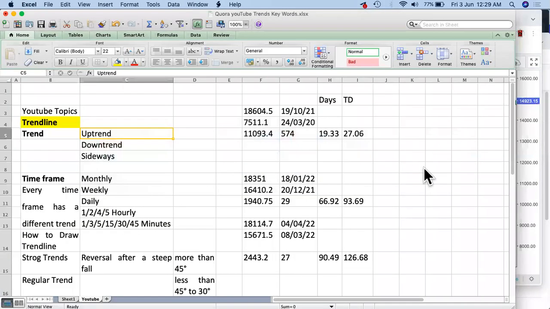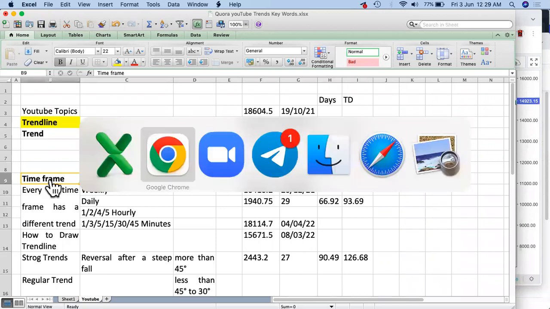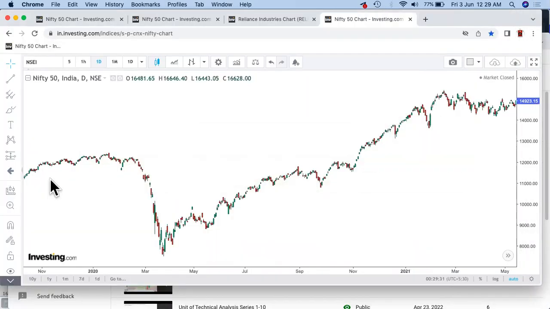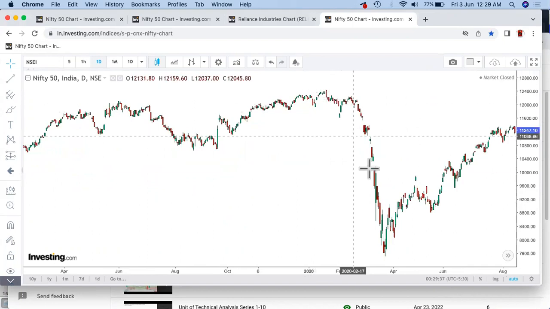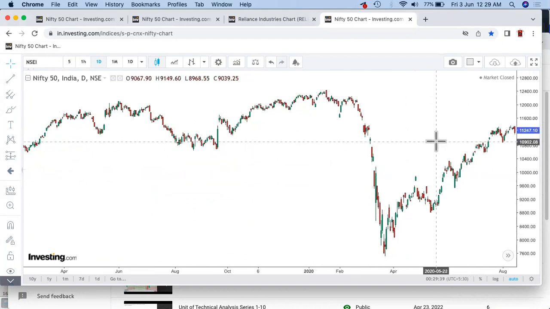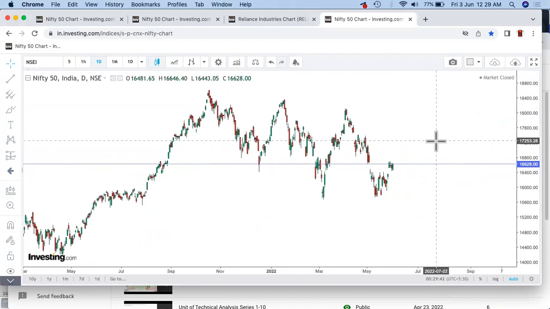So that was the first thing that we saw, that this is an uptrend. The time frames would be totally different, and how to draw a trend line, we'll also see separately. But we're just talking about different kinds of trends. Then we have something which is called a downtrend. Now, if you see this, probably this is a downtrend. Let's see the current downtrend.